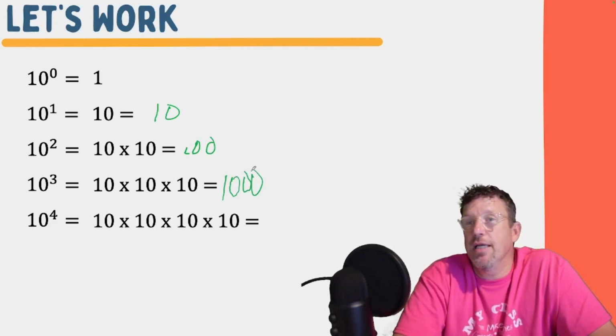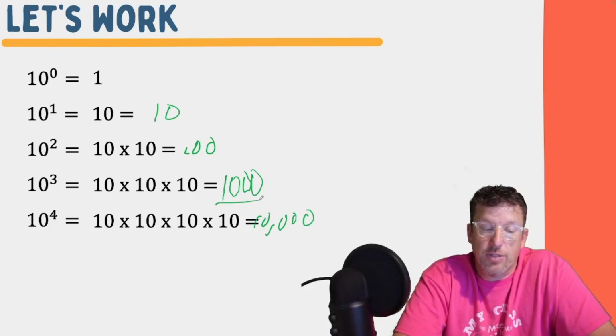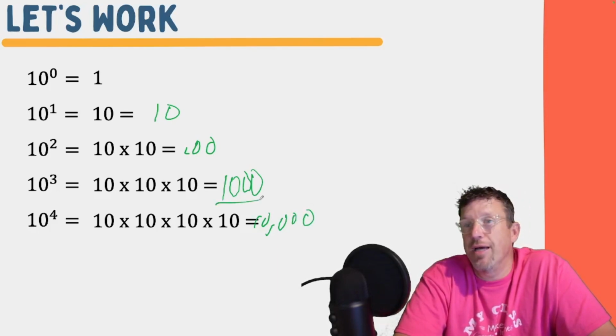And what is 10 times 10 times 10 times 10? Well, that's 10,000. Because you just took the last one and multiplied one more 10 by it, which means you made it 10 times bigger. Okay, see any patterns there?